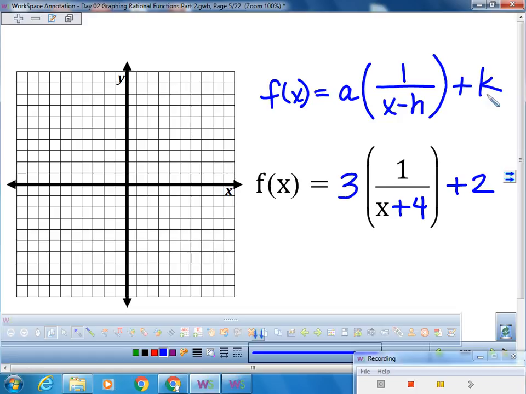We just talked about this. We just talked about what this says. It's like the slope, right? It's the stretch. It's a stretch of the graph.